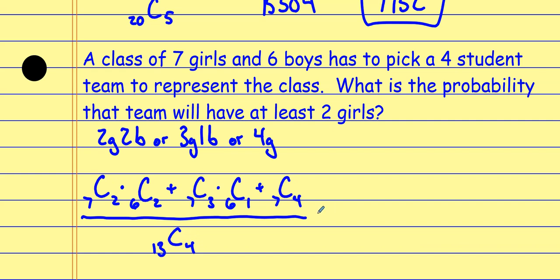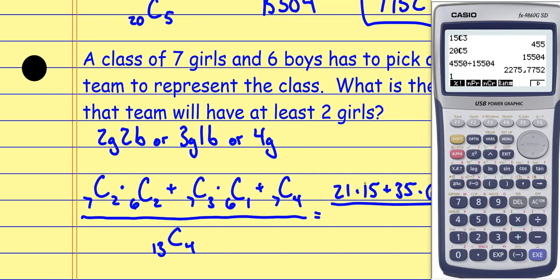All right. And now it's a job for my calculator. The 7 choose 2 is a 21. The 6 choose 2 is a 15. The 7 choose 3, let's see, that's a 35. The 6 choose 1 is a 6. And the 7 choose 4 is also a 35. I can do most of those in my head. The 13 choose 4, I'm not sure off the top of my head, so let's plug that into the calculator. That's a 715.